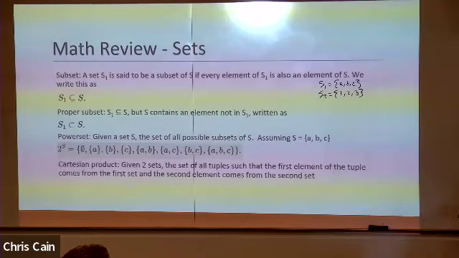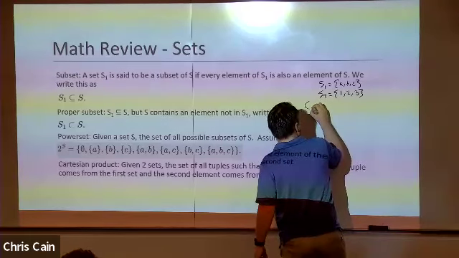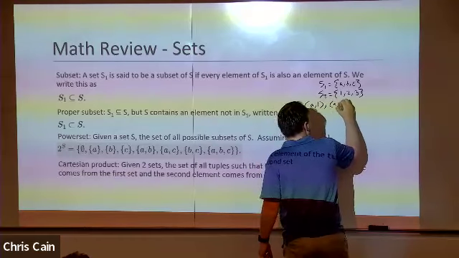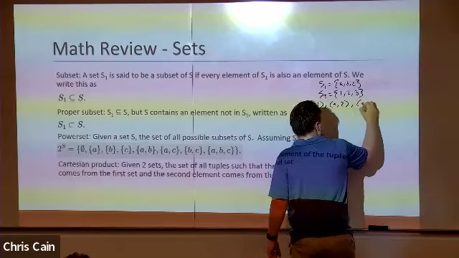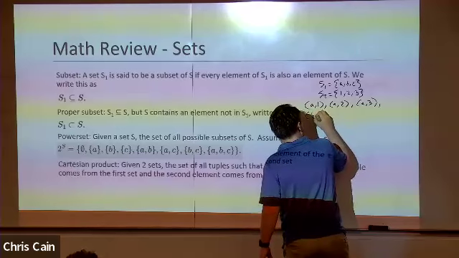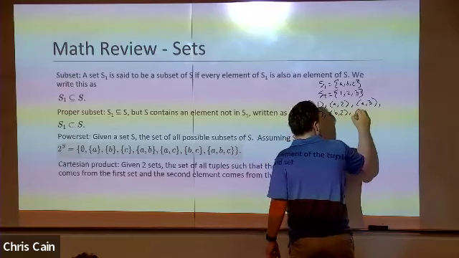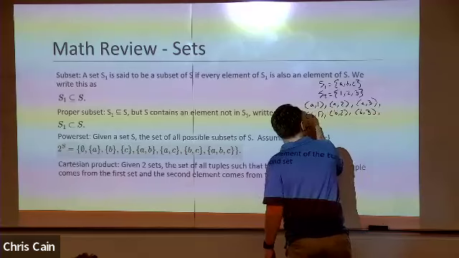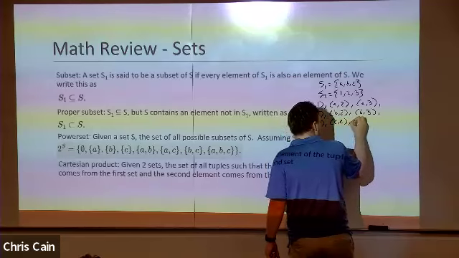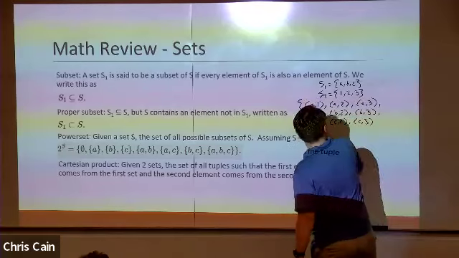Any of them? A2. A2. That is one such one. So all of them would be, we would have A1, A2, A3, B1, B2, B3, C1, C2, and C3. I think I did that right. So this is the set of all of these tuples.